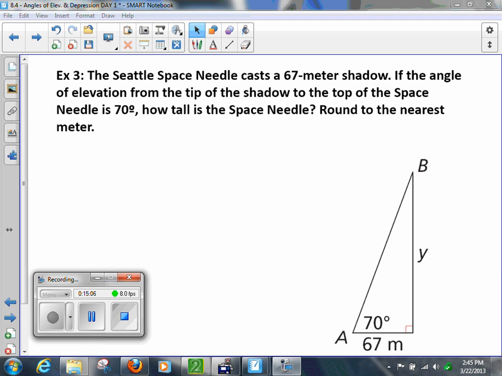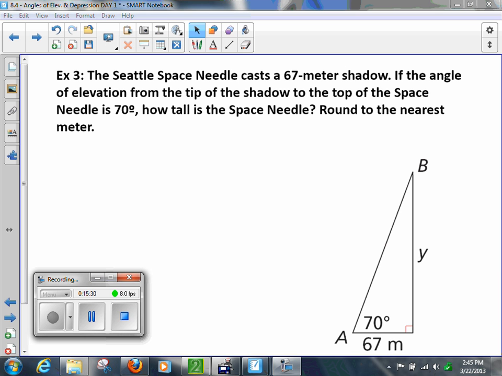The Space Needle in Seattle casts a 67-meter shadow. If the angle of elevation from the tip of the shadow to the top of the Space Needle is 70 degrees, how tall is the Space Needle? This is all here for you. There is no guesswork here. All you're told to find is y.